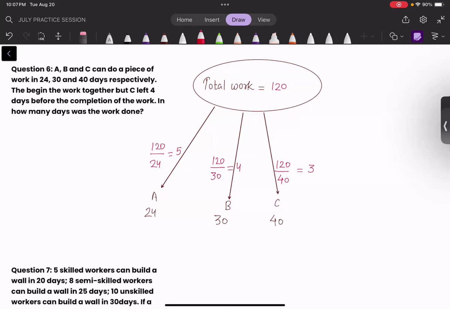Now read the question. They begin the work together. 120 is a multiple. I can take it by myself. 120 is a multiple of 24, 30 as well as 40. But take only a multiple. Any number can be taken, but for calculation purpose, a multiple should be taken. That's why LCM approach is the name.